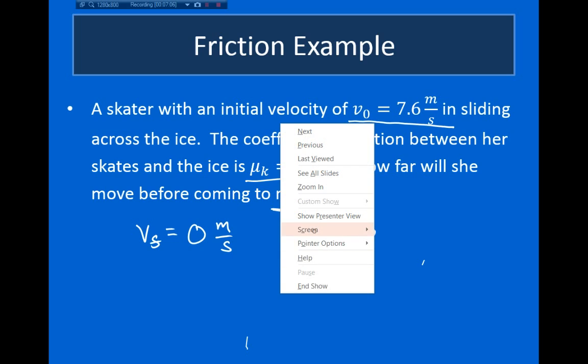So let me open up a blank screen here. So let me write this down. My V initial was equal to 7.6 meters per second. Mu is 0.1. V final is equal to 0 meters per second. And delta x is what I'm looking for.